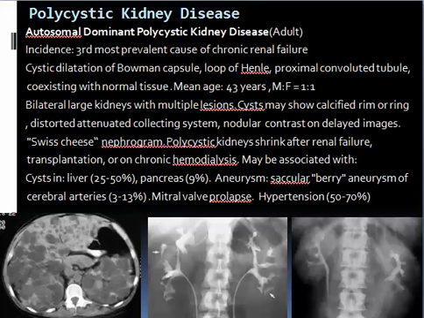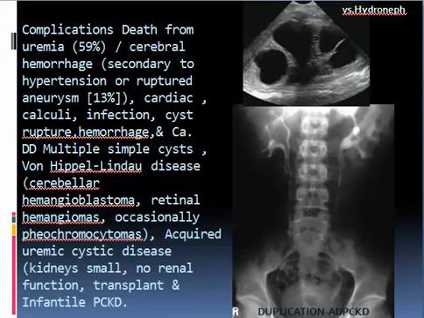It may be associated with cysts in the liver in up to 50%, pancreas in up to 9%, and may be associated with saccular aneurysm of cerebral vessels, mitral valve prolapse, and of course there is a chance for hypertension up to 70%. It should be differentiated from hydronephrosis, as in hydronephrosis the collecting system is directed towards the pelvis.